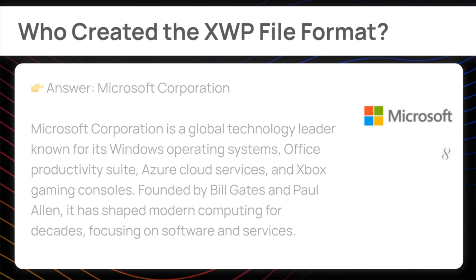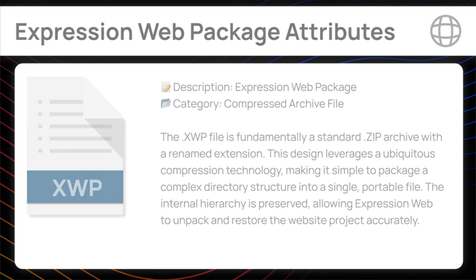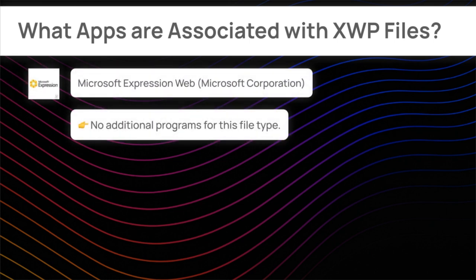The XWP file is fundamentally a standard zip archive with a renamed extension. This design leverages a ubiquitous compression technology, making it simple to package a complex directory structure into a single portable file. The internal hierarchy is preserved, allowing Expression Web to unpack and restore the website project accurately. The specific reading module for XWP files is provided by Microsoft Expression Web from Microsoft Corporation.